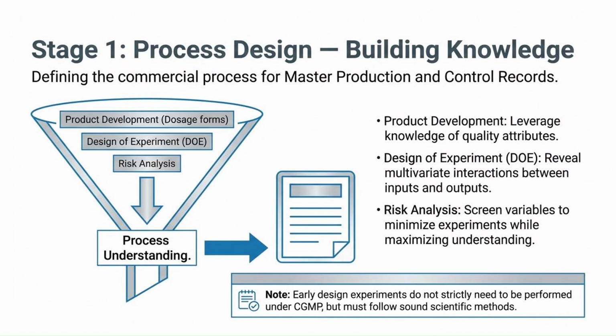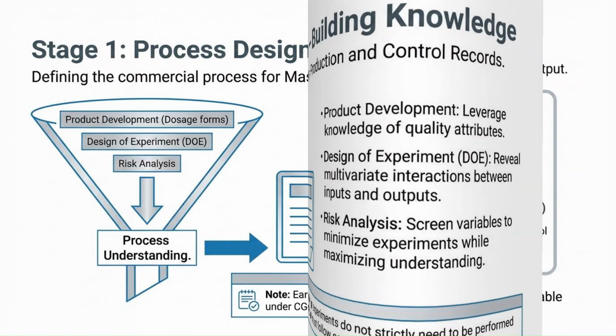Stage 1 is about building process understanding. We use design of experiment, DOE, to reveal multivariate interactions between variable inputs and outputs. While these early experiments don't strictly require cGMP, they must follow sound scientific methods. The goal? A master record built on risk analysis, not guesswork.